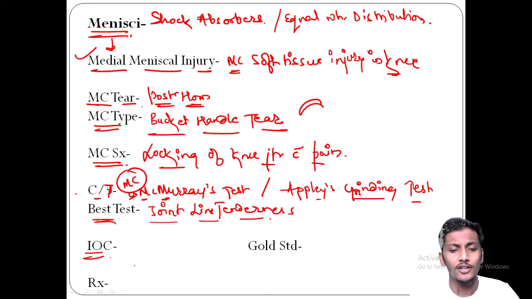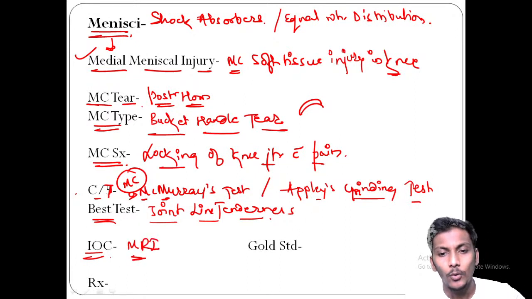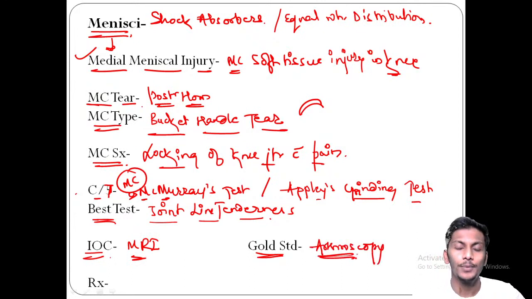What is the investigation of choice? Again, I have told you, for any of the soft tissues, the investigation of choice would be MRI. But what is the gold standard test? Please remember, the gold standard test would be arthroscopy, when we put the camera inside the joint and visualize what is happening inside the joint.